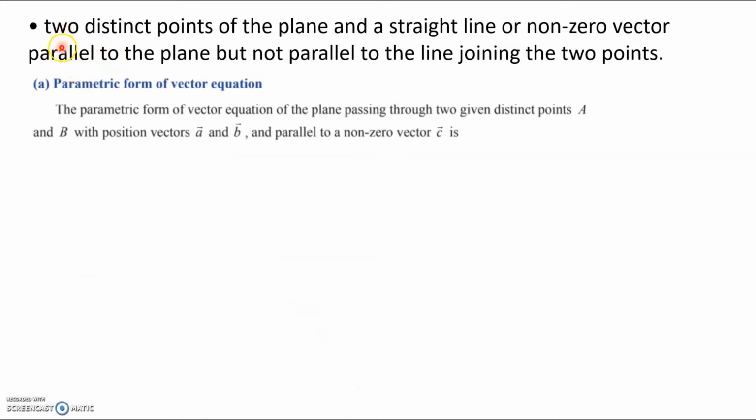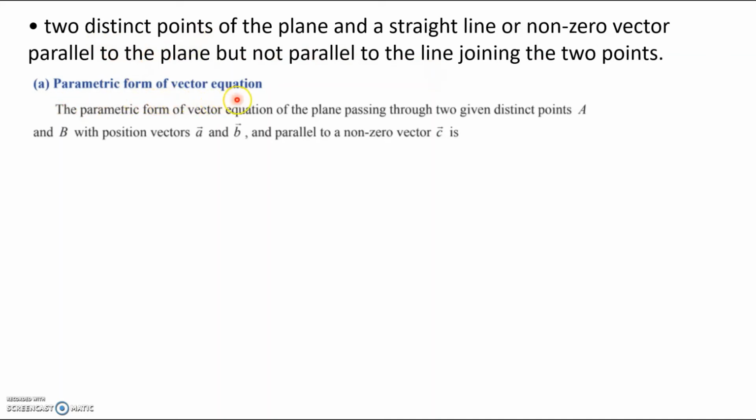The third condition for obtaining the equation of the plane we would see in this video is, you're provided two distinct points of the plane. So you're given 2 points on the plane, we can call them A and B, and a straight line or non-zero vector parallel to the plane but not parallel to the line joining the 2 points. So the non-zero vector is parallel to the plane, but if you connect these 2 points, then it's an AB vector, and this vector is not parallel to the non-zero vector which is provided to us. So we have 2 points on the plane, and we have a vector which is parallel to the plane, but it's not parallel to the line which joins these 2 points.